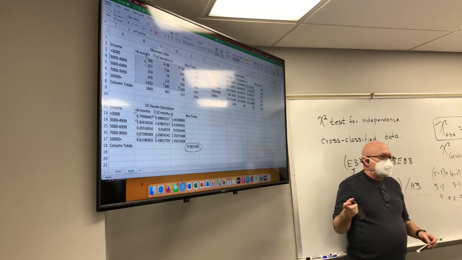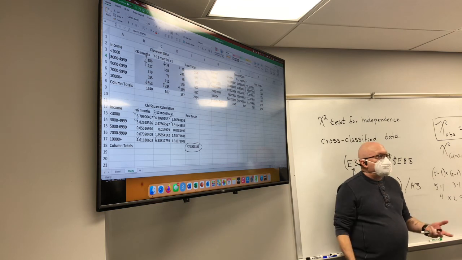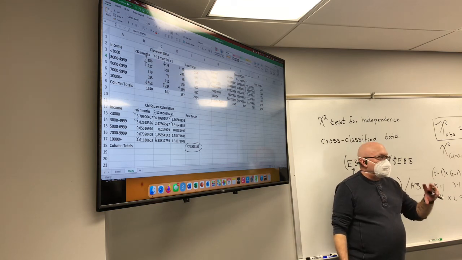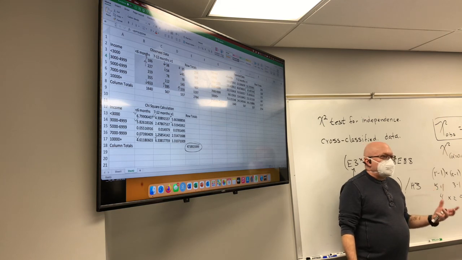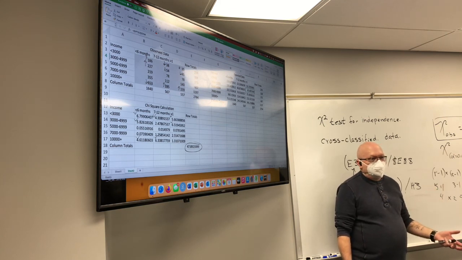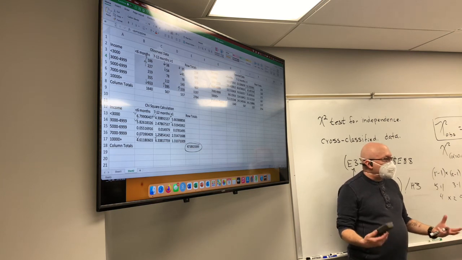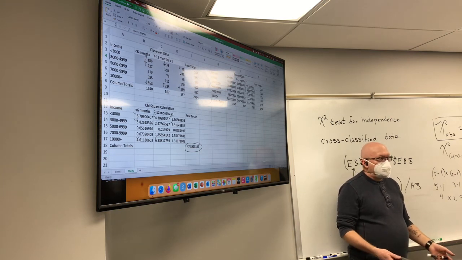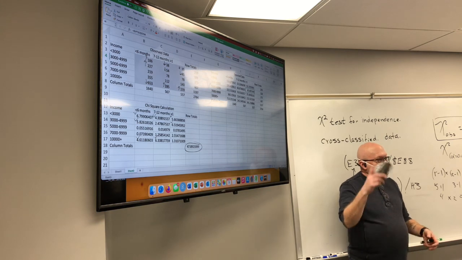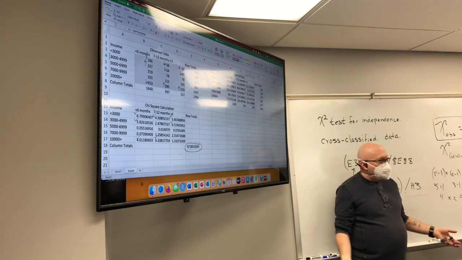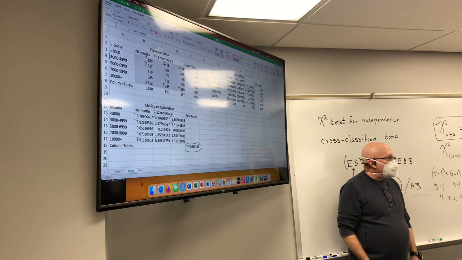Chi-square test for independence. The reason it's more complicated than the other two chi-square tests is because the method of calculating the expected values is different. But other than that, once you have those expected values, calculating the actual chi-square value is exactly the same. Observed minus expected, square it, divide it by the expected, add it all up. Okay? Questions?